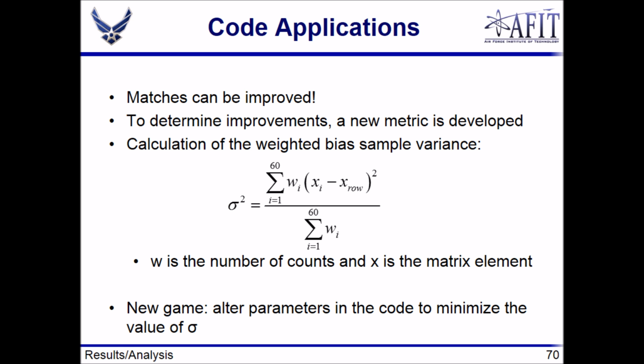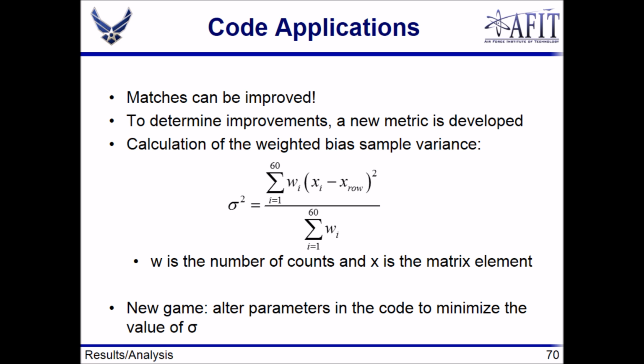So what are some of the applications for the code? Well, I looked into that a little bit. We can actually improve the match percentages that were achieved. And so to determine those improvements, on slide 70, a new metric is developed, and to track these improvements, I used what's called the weighted bias sample variance, and that's the parameter sigma there.